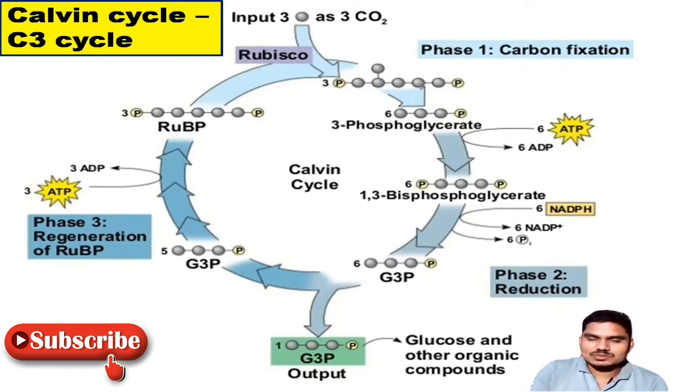RuBP 3 molecules combines with 3 molecules of carbon dioxide. It forms 6 molecules of 3 phosphoglycerates. 3 phosphoglycerate ಎಷ್ಟು molecules ಅದಾವು? 6 molecules ಅದಾವು. ಇದನ್ನ 3 ಫಾಸ್ಫೋಗ್ಲಿಸರೇಟ್ ಅಂತ ಯಾಕೆ ಕರೀತಾರ? ಫಾಸ್ಫೇಟ್ ಗ್ರೂಪ್ 3rd ಕಾರ್ಬನ್ ಆಟಮಿಗೆ ಅಟ್ಯಾಚ್ ಆಗ್ಯದ.